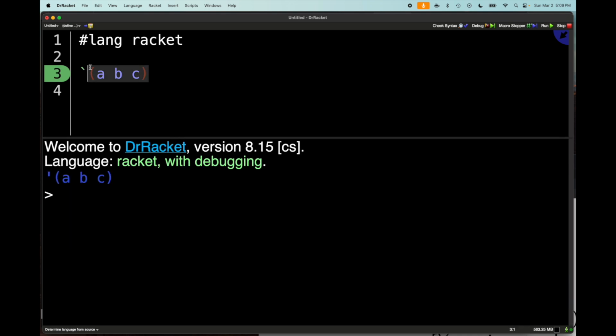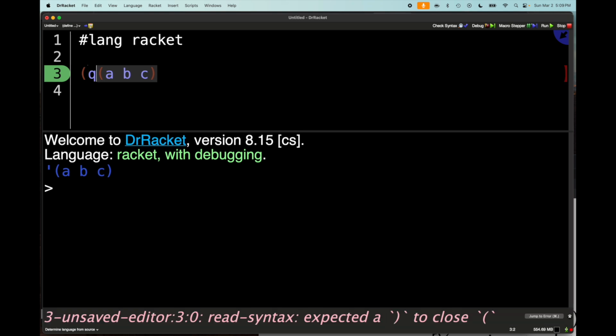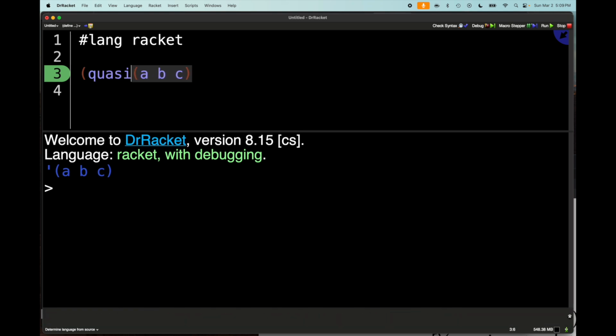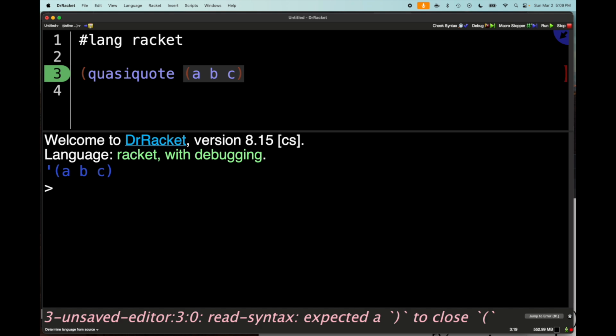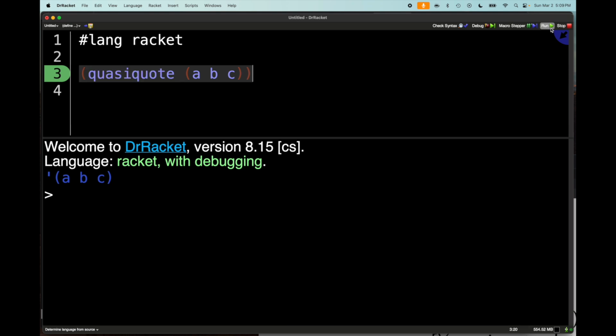Okay, let's do quasiquote. Now, here you can see a difference, by the way, between DrRacket and The Scheme Programming Language, and between Racket and Scheme in general. Notice that when we evaluate this expression, we get back quote list abc. There's a quote in front of it. You can actually change how this is printed out.